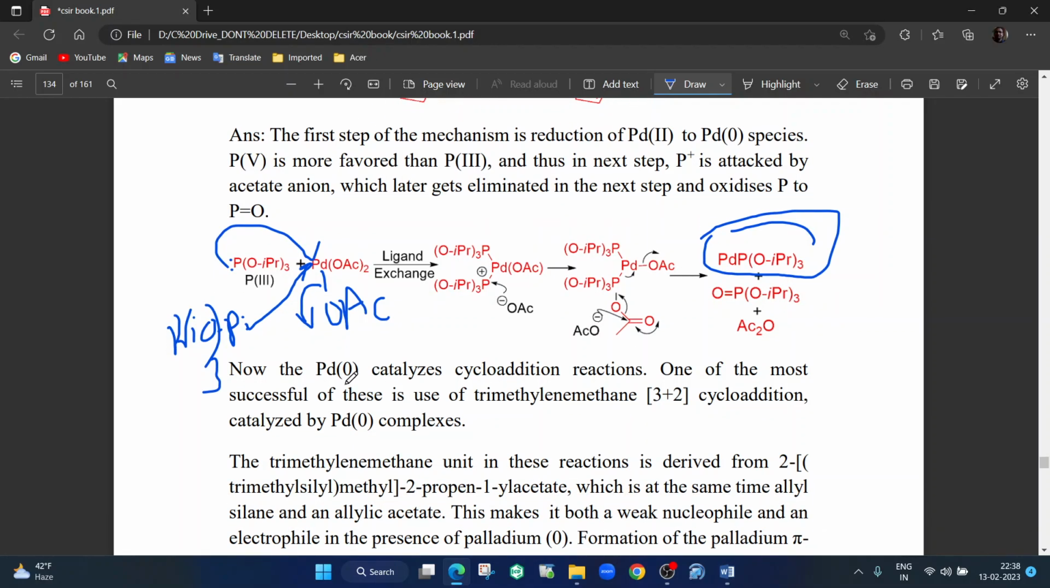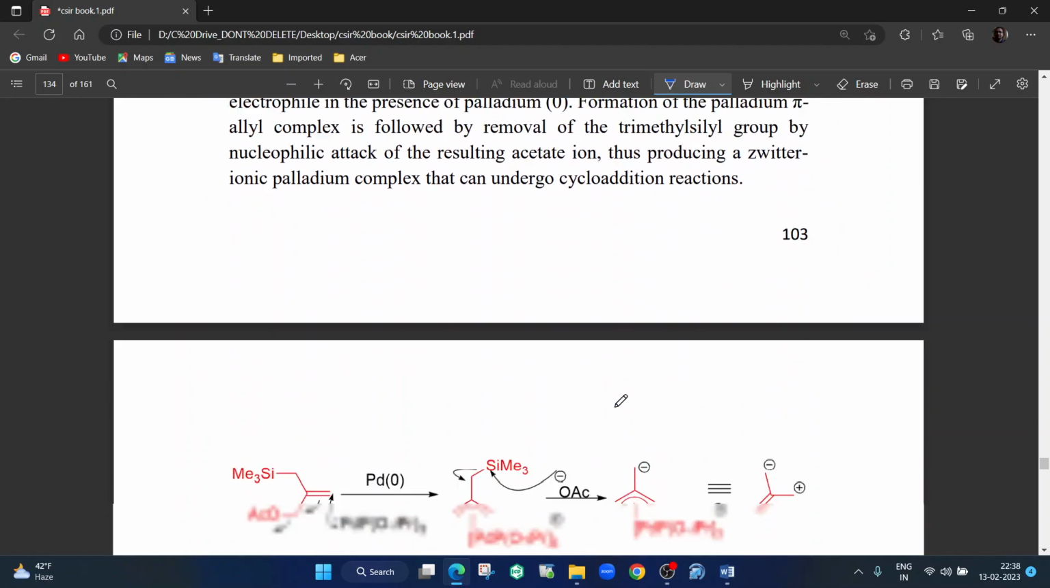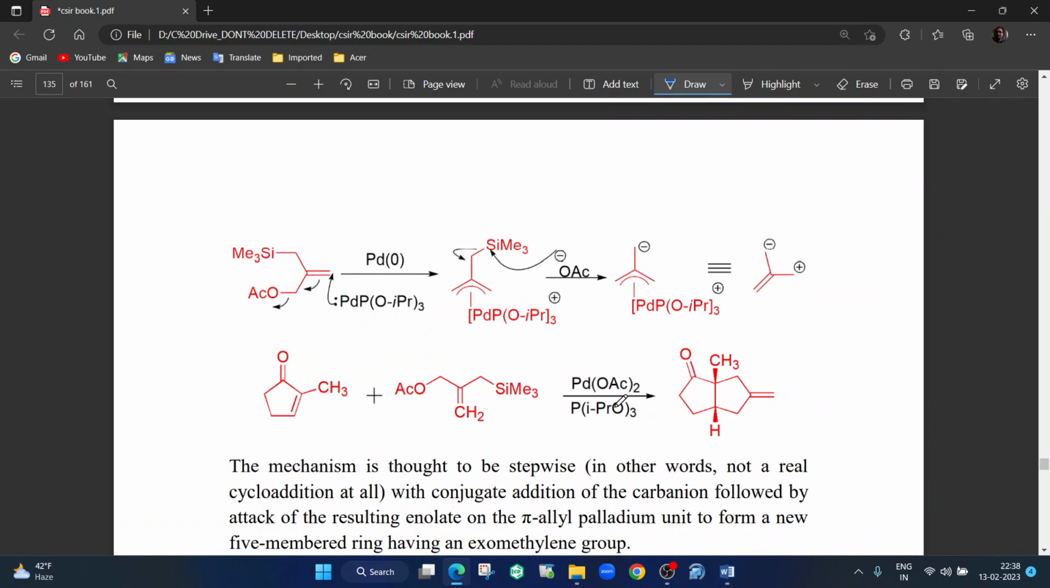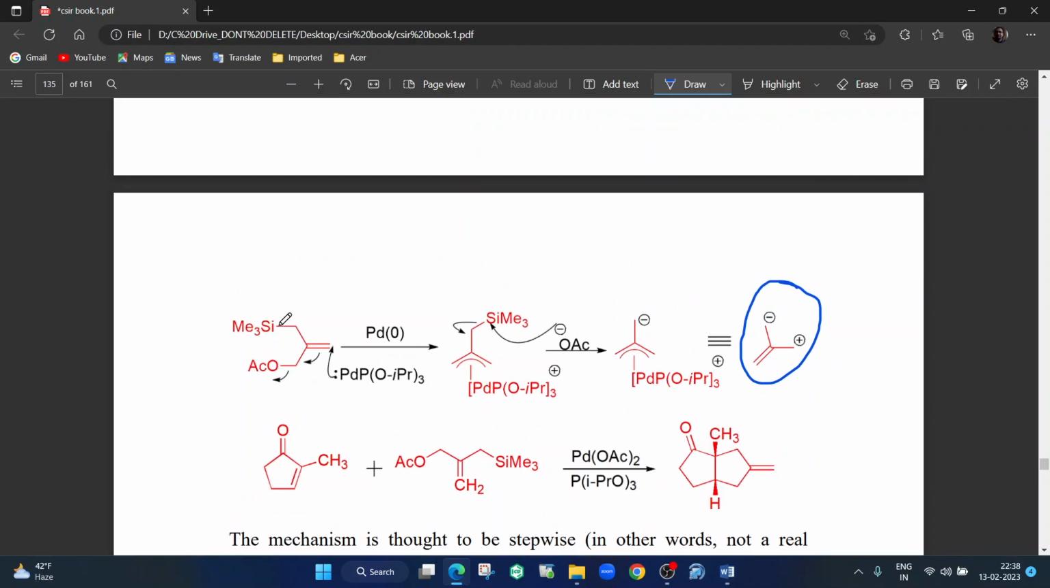Now what is very important is that Pd0 catalyzes cycloaddition reactions. One of the most successful of these is the use of trimethylenemethane 3+2 cycloaddition. Trimethylenemethane looks something like this, and this is a good precursor for it. So what happens? This species is very, very interesting. In the presence of palladium it is electrophilic and also nucleophilic.